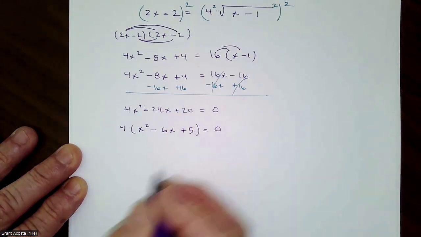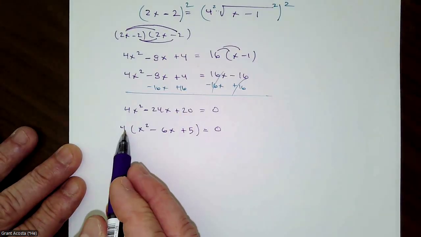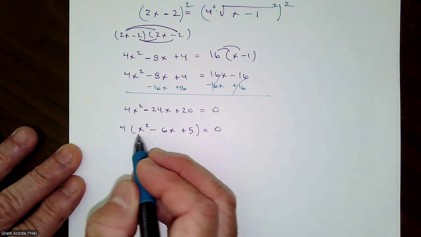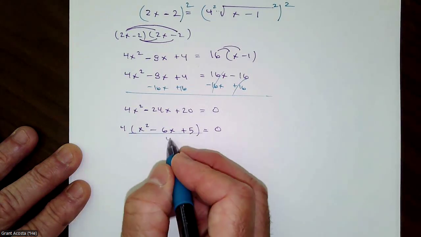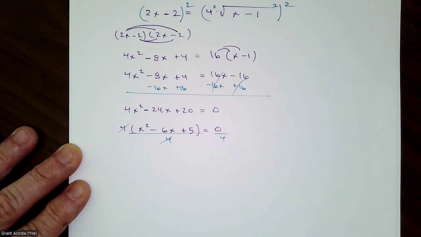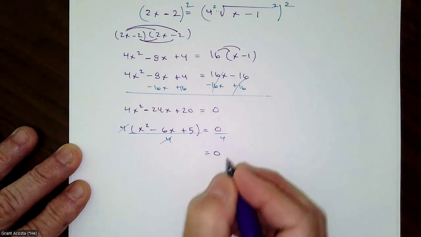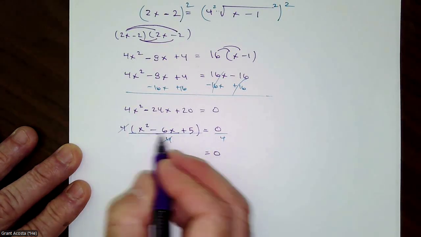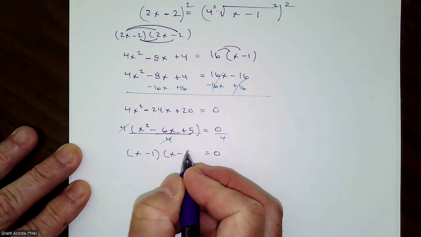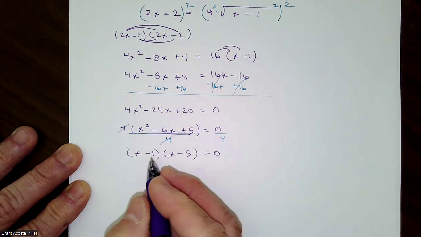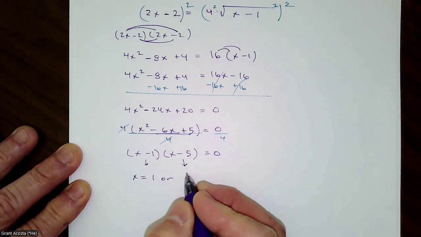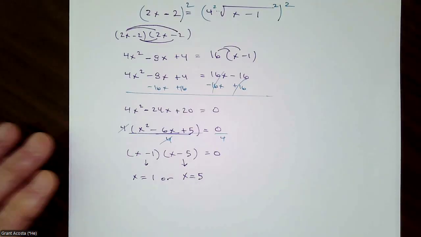Whenever you have a constant, factor it out. You don't have to worry about it because think about this: I could always divide both sides by 4, cancel out the constant, and 0 over 4 is still 0, right? And then I would factor this: x minus 1, x minus 5. This is going to give me x equals 1. This is going to give me x equals 5.